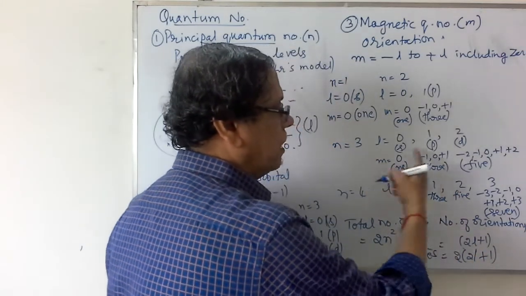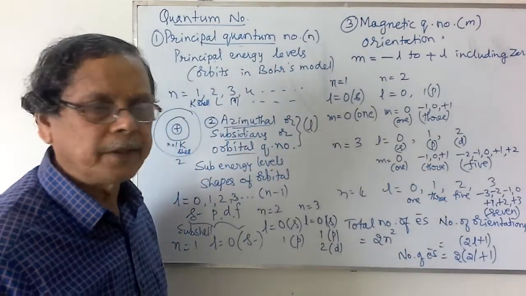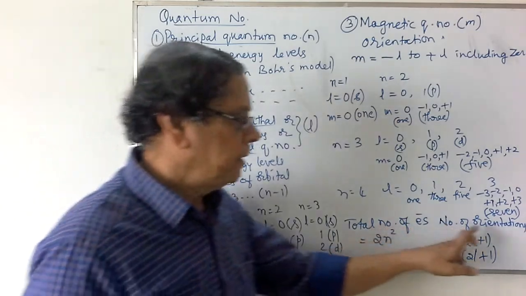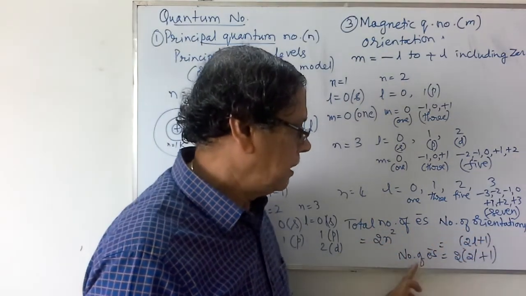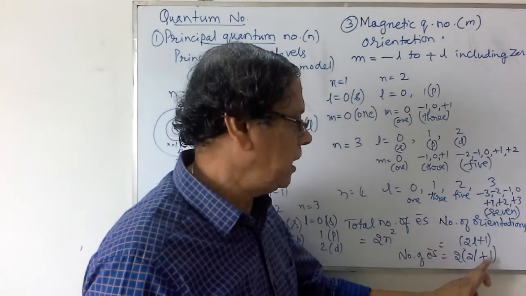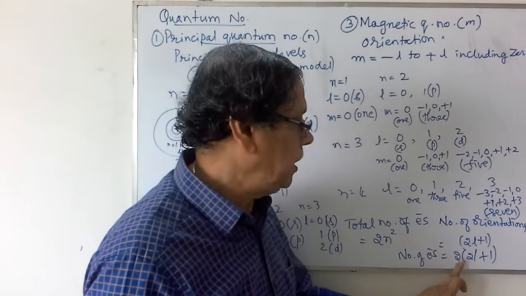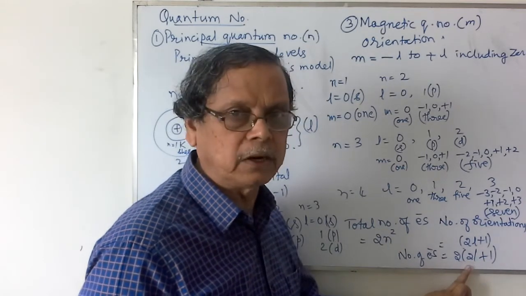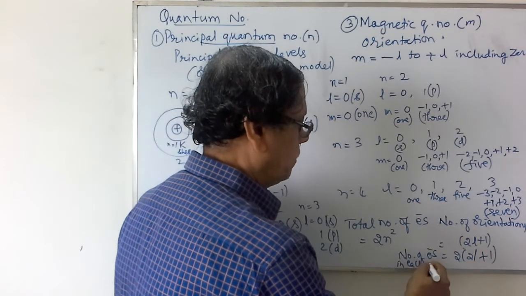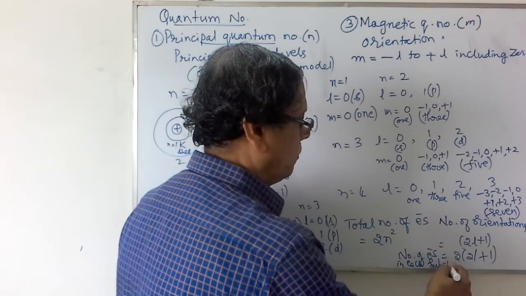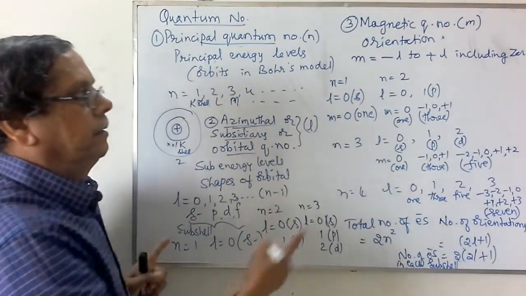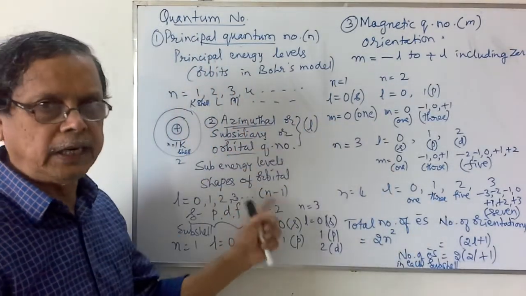Each orientation can accommodate a maximum of 2 electrons. That's why we are having this 2n square, total number of electrons. Number of orientations is 2L plus 1. Number of electrons again can be calculated as 2 into 2L plus 1. For the P subshell, L is equal to 1. Therefore, the P orbital can accommodate a maximum of 6 electrons. This is the number of electrons in each subshell, that is 2 into 2L plus 1. So this is about the 3 quantum numbers which are related to one another.